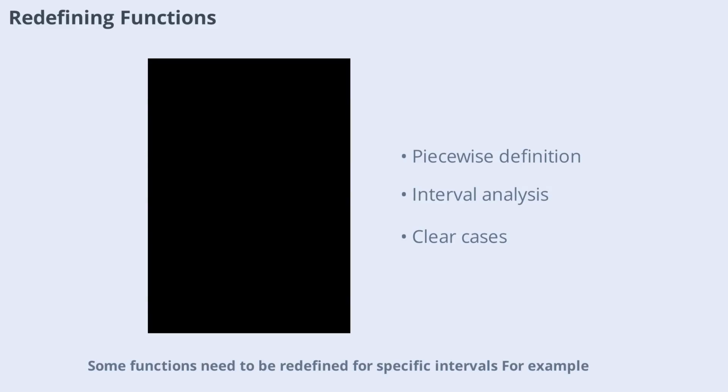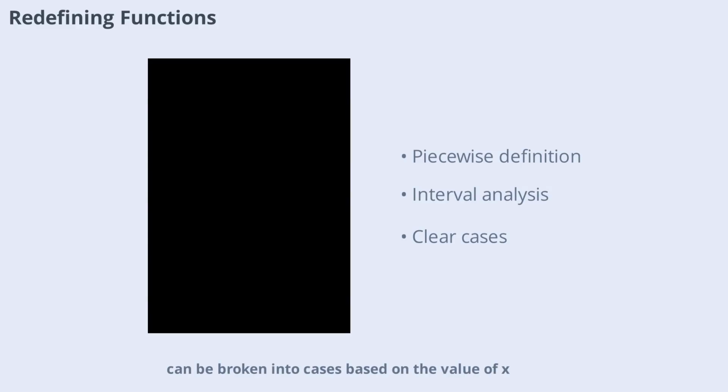Some functions need to be redefined for specific intervals. For example, f(x) = 1 / (x + 1) for -2 ≤ x ≤ 2 can be broken into cases based on the value of x. This approach helps handle piecewise functions and ensures clarity in their definition.